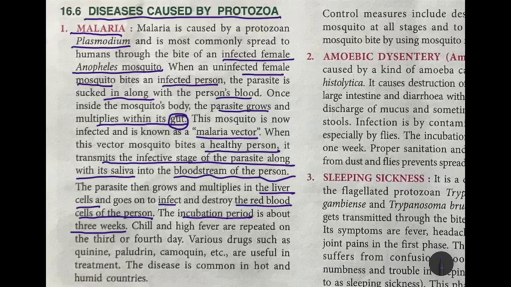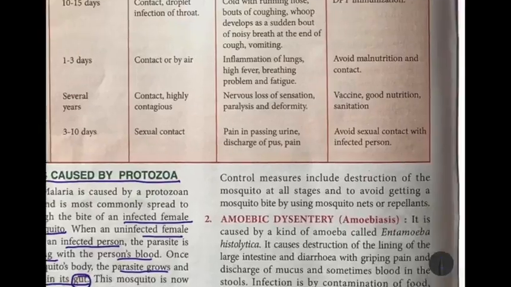So what are the symptoms? Chill and high fever are repeated on the 3rd or 4th day. So there is high fever, feeling cold every 3rd or 4th day. There are various medicines, drugs like quinine, paludrin, camoquin, which are used as the treatment. And you know this disease is found in hot and humid countries like India.